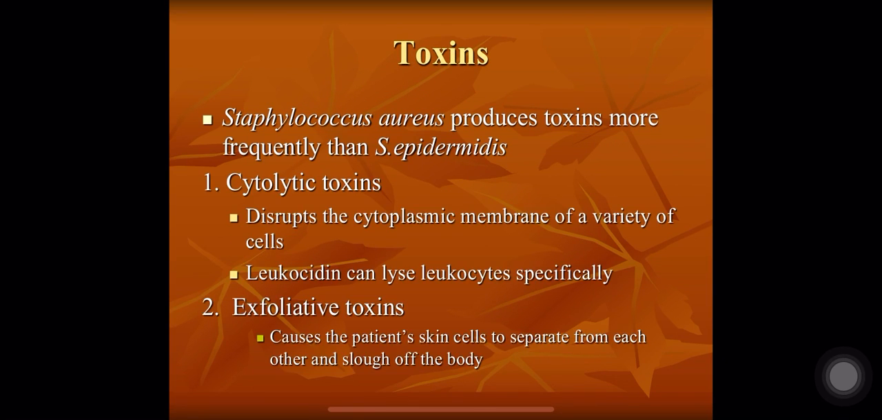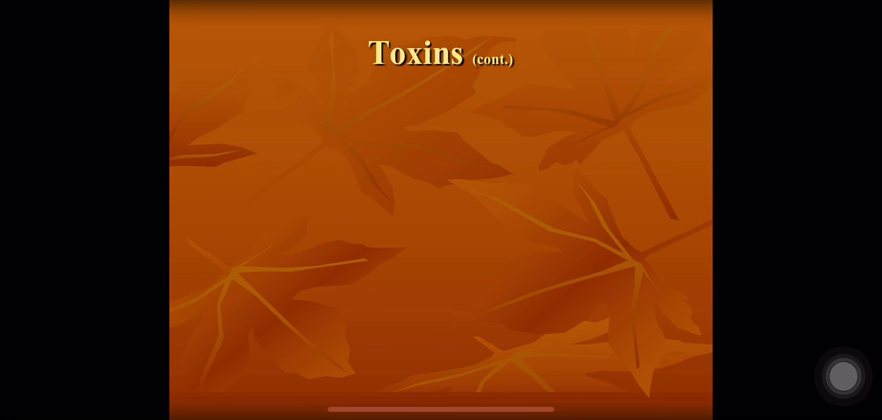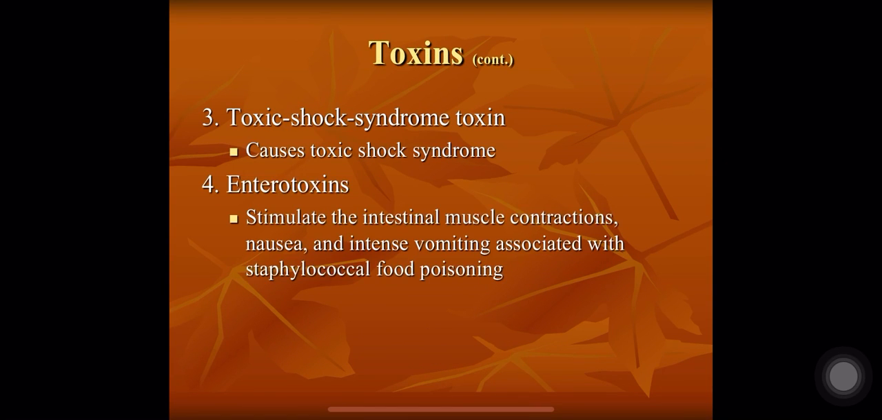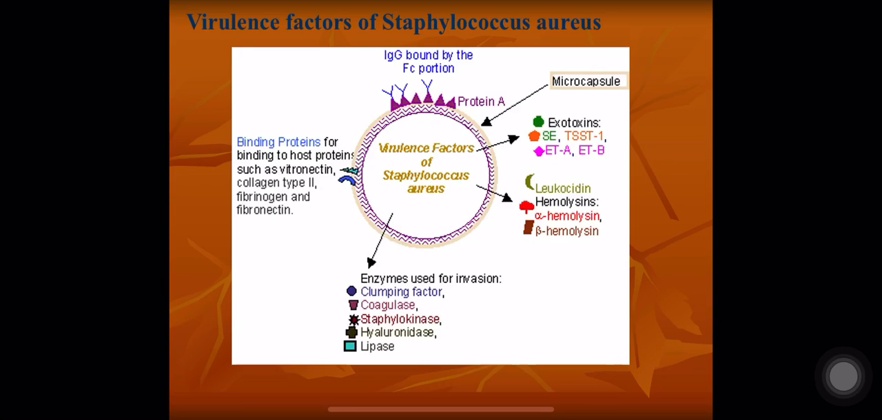Various toxins produced by Staphylococcus aureus include cytolytic toxins, exfoliative toxins, toxic shock syndrome toxin, and enterotoxins. The exfoliative toxin causes the patient's skin cells to separate from each other and slough off the body. The enterotoxin is responsible for food poisoning. The toxic shock syndrome toxin is responsible for toxic shock syndrome. Various virulence factors of Staphylococcus aureus can be depicted in a pictorial manner like this.